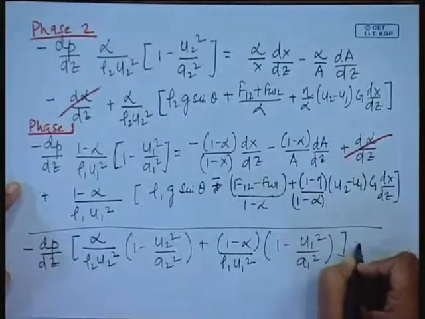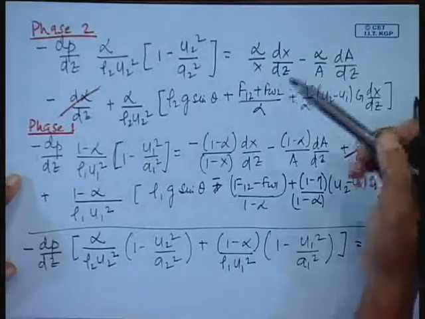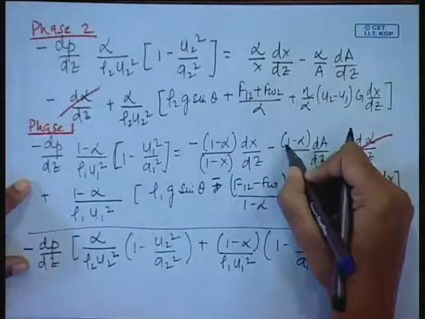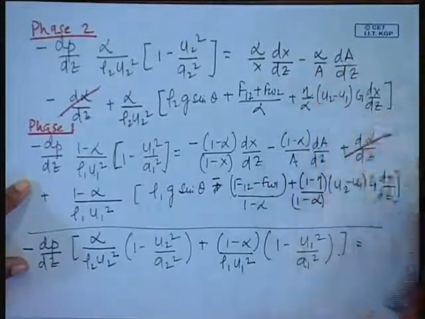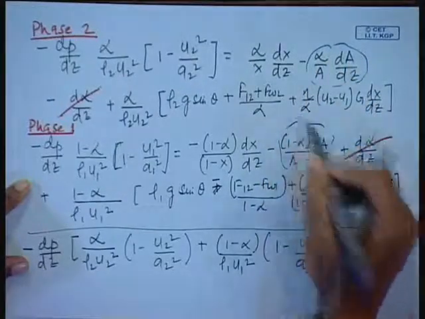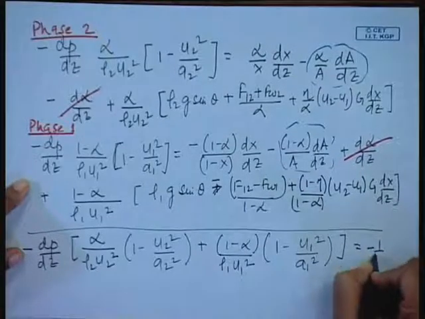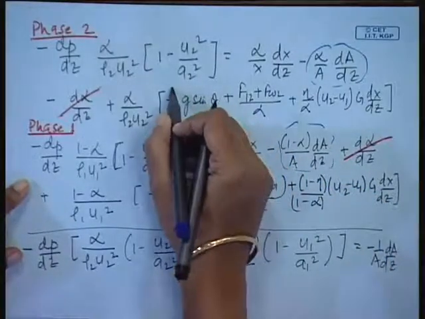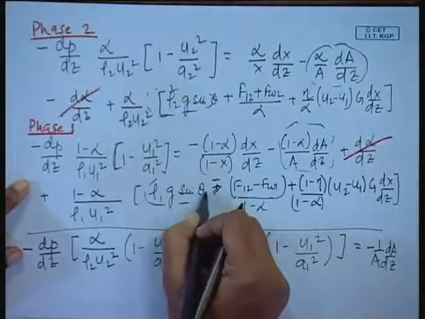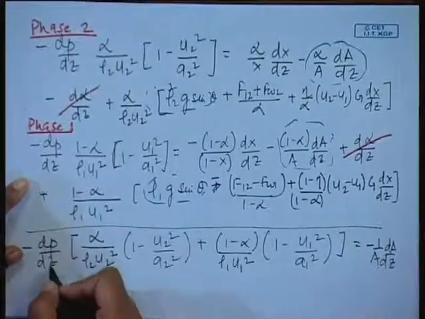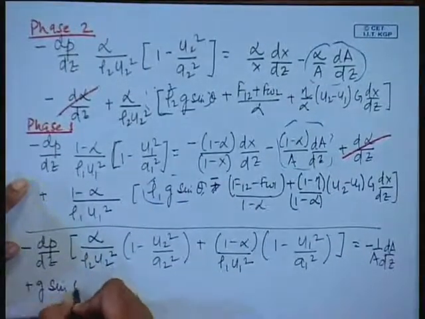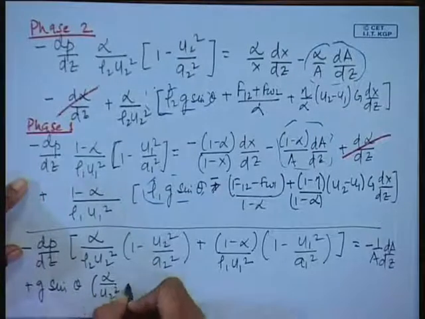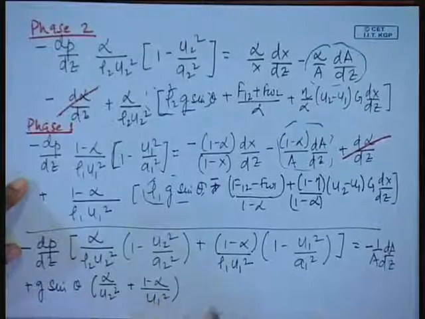This whole thing will be equal to, first if we start adding, this alpha da dz, and here also we have 1 minus alpha da dz. So, therefore, alpha plus 1 minus alpha, it becomes da dz. So, by adding up these terms, we get minus 1 by a da dz, correct? Same thing if you take the rho 2, this g sin theta term, then what do you get? Plus g sin theta, you can take as common, and this is alpha by u 2 square plus 1 minus alpha by u 1 square, correct?